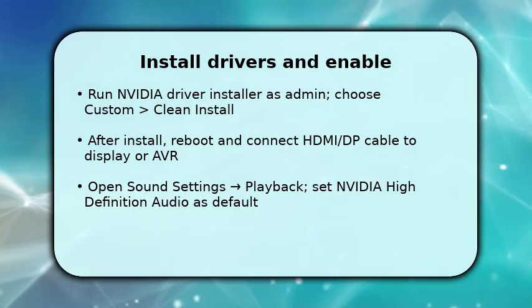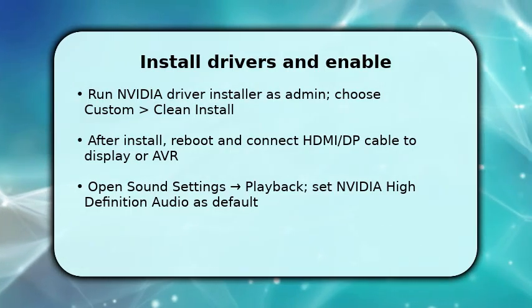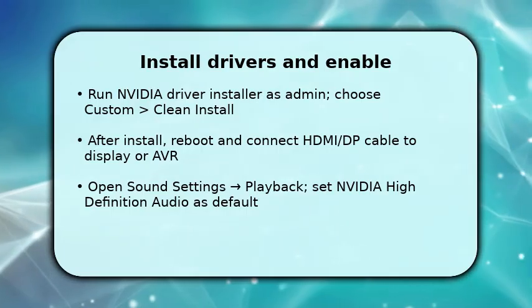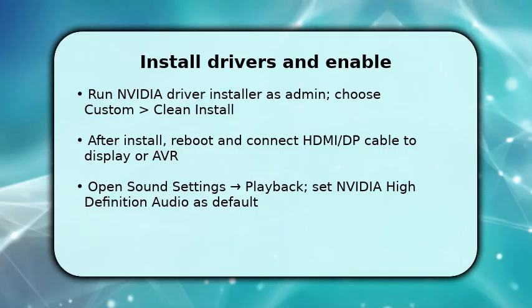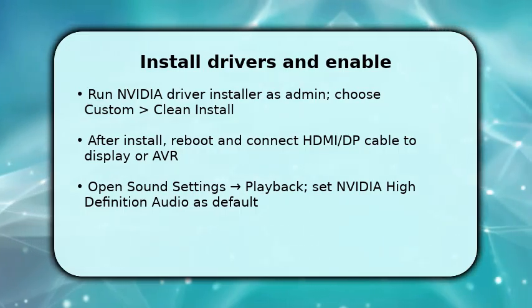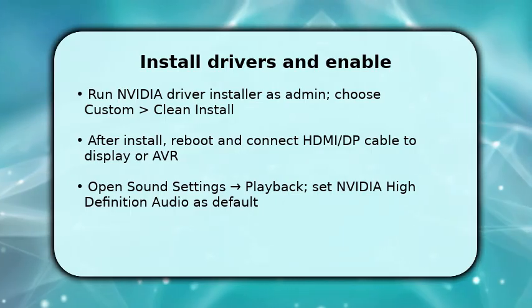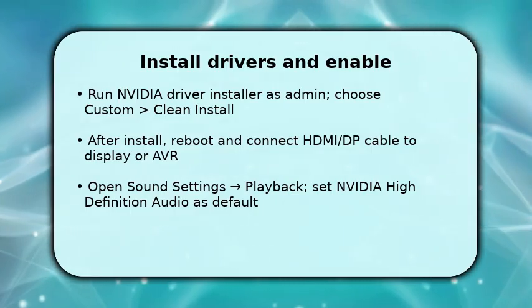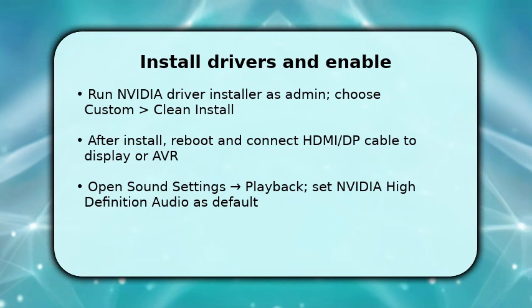Once back, connect the HDMI or DisplayPort cable to your monitor or AVR, then open Windows Sound Settings and look for Nvidia High Definition Audio in playback devices. Select it and click Set as default. If you don't see it, make sure the monitor is powered and using the same input as the cable.